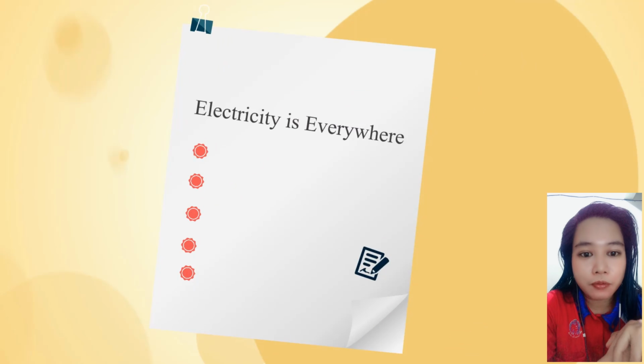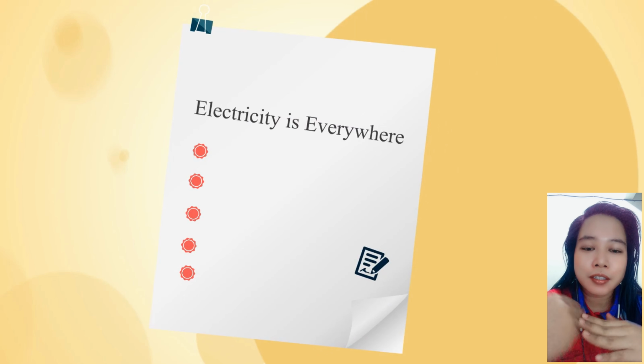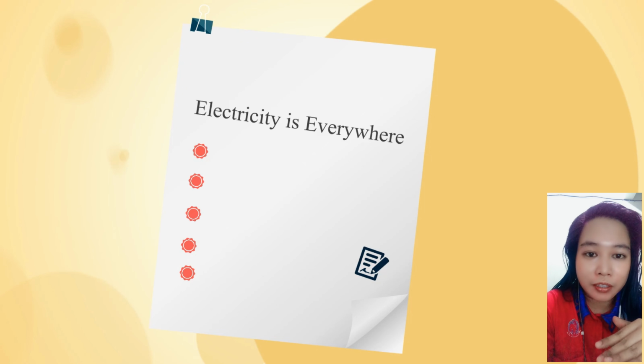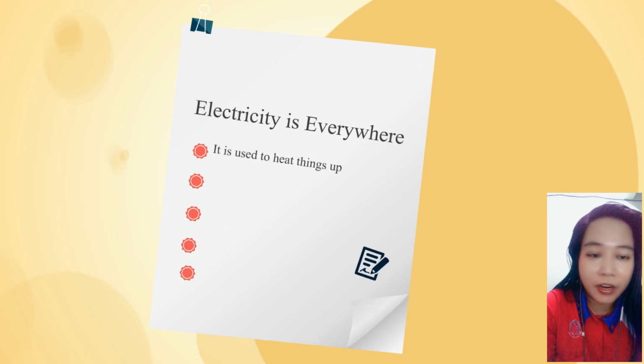So electricity is everywhere. I'm sure you're already aware of that. Electricity is used for a lot of things. For instance, it is used to heat things up, like for example our rice cooker. We use the rice cooker to cook our rice, and electricity is being used for that. What else? The water heater. The water heater is used to boil the water so that we can drink coffee, hot tea, or hot Milo, and such.